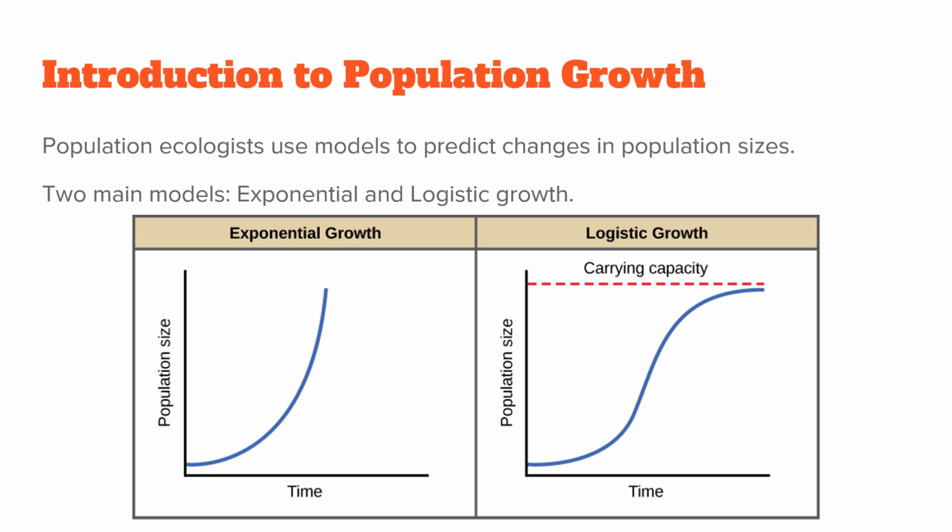Population ecologists use mathematical models to predict how populations change. Two primary models, exponential and logistic growth, offer different perspectives. Exponential growth describes a world without limits, while logistic growth incorporates reality. Resources are finite. Understanding both gives us insight into how species interact with their environments.